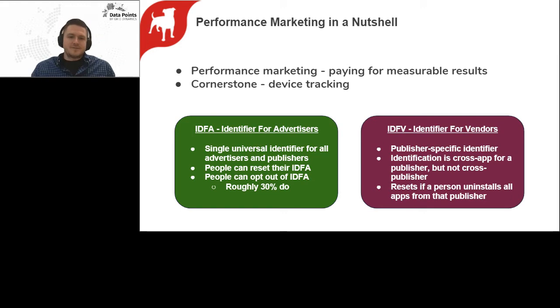One of these is the identifier for advertisers, or IDFA. This is a universal identifier that's passed amongst all advertisers and publishers and gives everyone a common language with which to track a device. Now, users are able to reset their IDFA if they wish, or they can opt out altogether, and roughly 30% of people do.